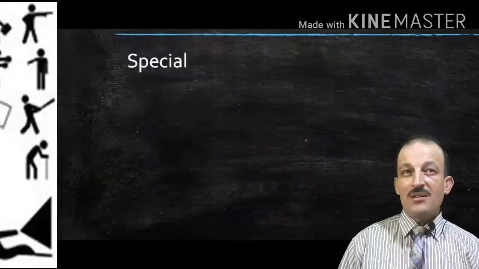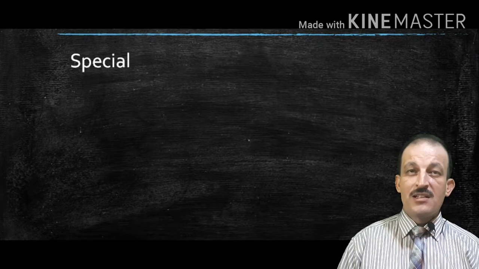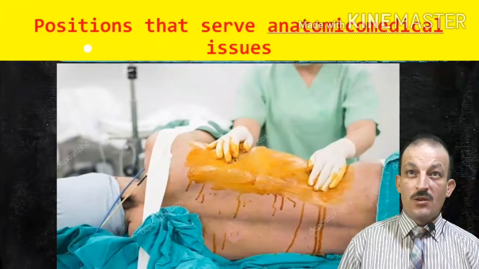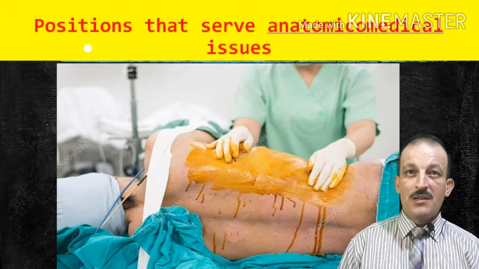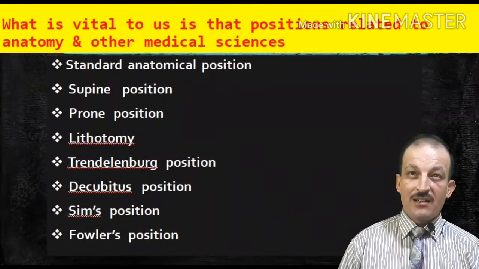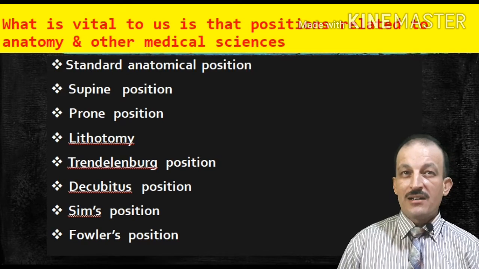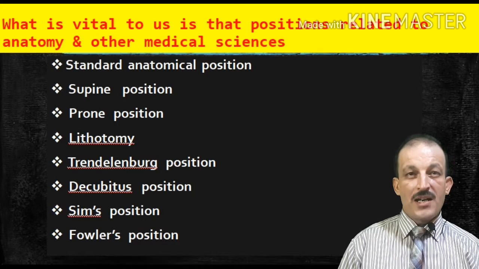What we are concerned about is the special positions of the human body, which have a strong relation to anatomico-medical issues. They serve some medical and surgical procedures, and they are vital for us to study. They are as follows: standard anatomical position, supine, prone, lithotomy, Trendelenburg, Decubitus, Sims, and Fowler's position.